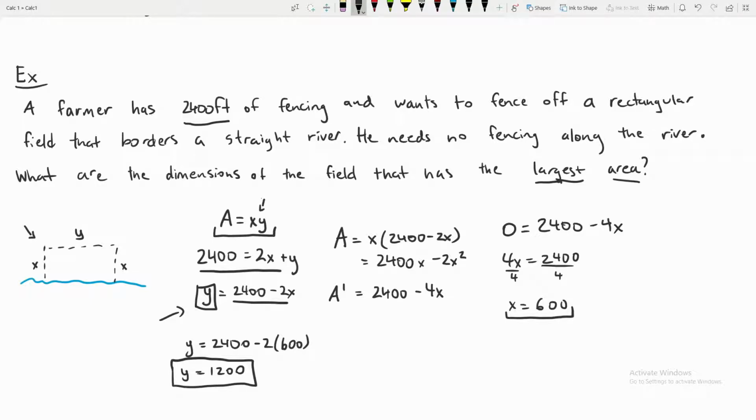And in this case, we are done, because the question asks us for the dimensions of the field that has the largest area. If you want to be more specific, we can say that this will be 1200 feet and then this will be 600 feet. But that's just for the units. But again, it's asking us for what are the dimensions of the field that has the largest area. Sometimes they'll ask for what is the largest area, and you're going to have to go ahead and do an extra calculation. So just be careful of what they're asking for. But in this case, we are finished.